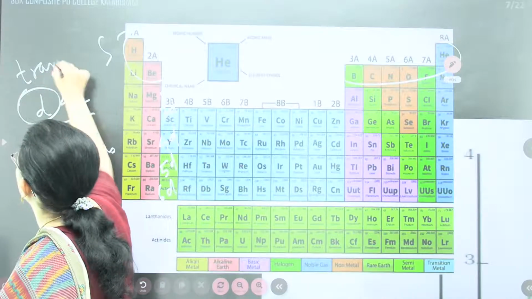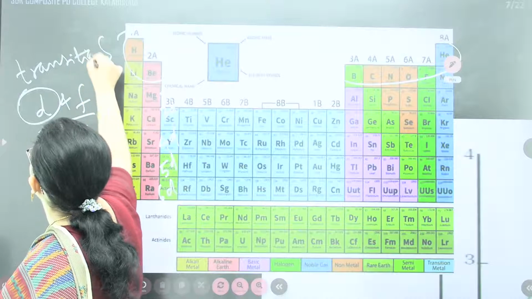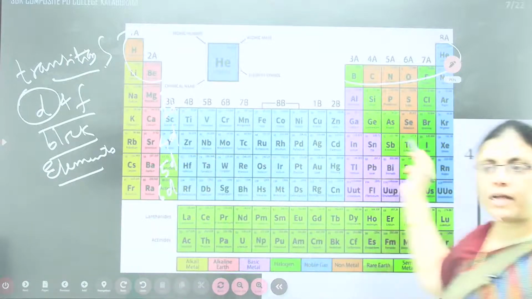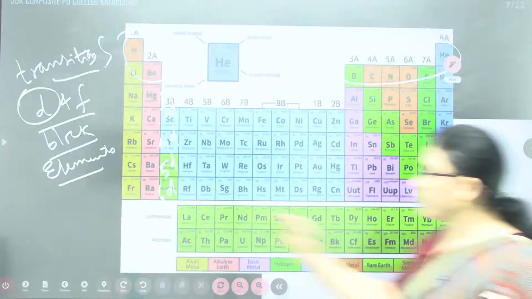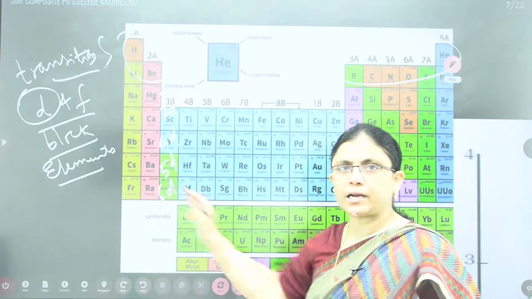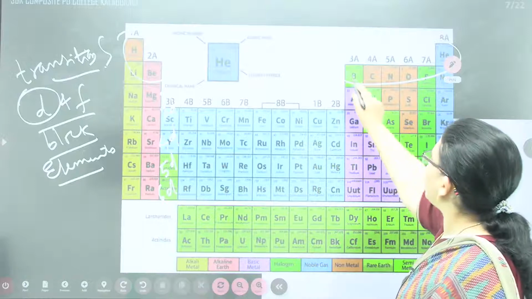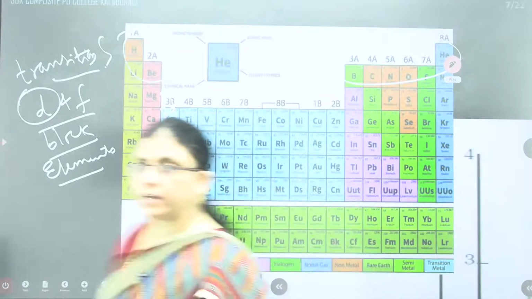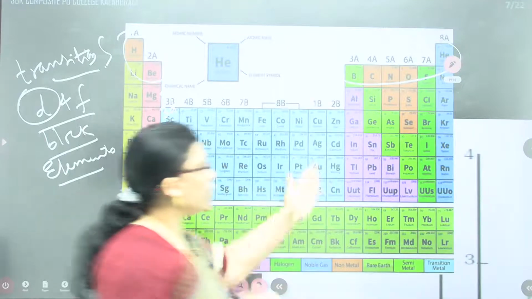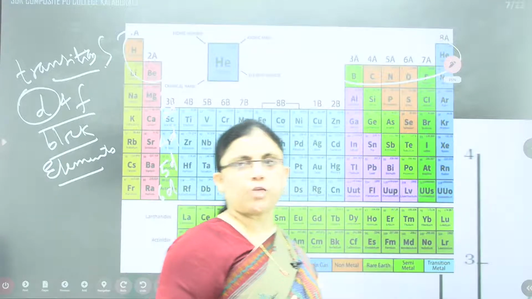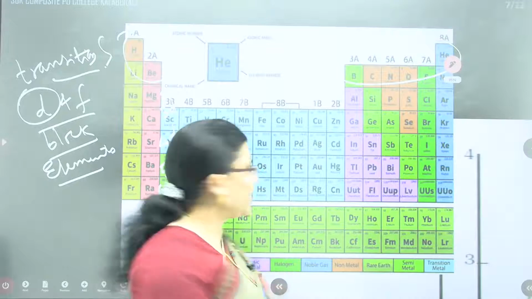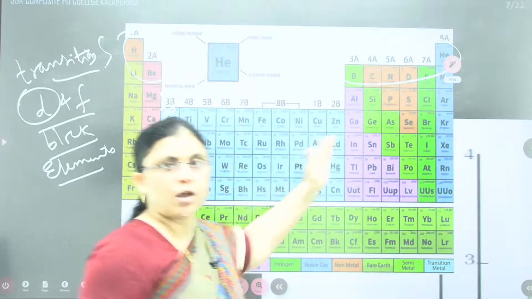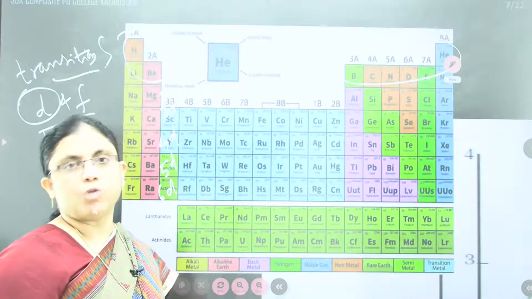Transition elements. They are called transition elements because they lie between S block elements and P block elements. This is the S block, alkali metals and alkaline earth metals. P block we are having from group 13 to 18. In the first year, you have read about the two groups; the remaining four groups you are going to study in future, in second year. So here, group 3 to 12, all these are related with the D block elements.